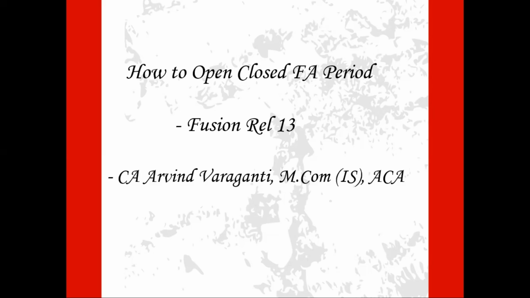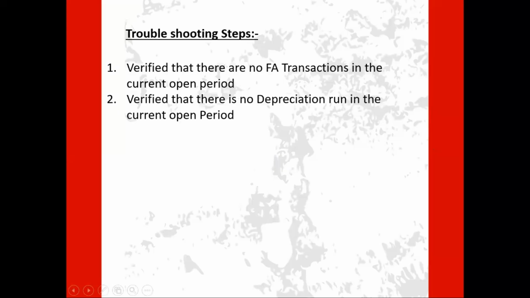We did some troubleshooting steps to find out how we can reopen the previous July period. The first thing is, in this case, August was open, and on the same day the user realized that he had closed the July period by mistake. So there were no new FA transactions entered in the current open period, which is August in this example. We also verified that nobody has run a depreciation program or create accounting, or any kind of transactions happened in the month of August. If these two conditions are satisfied, then there is a way through which you can reopen the previous period.